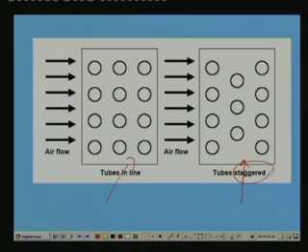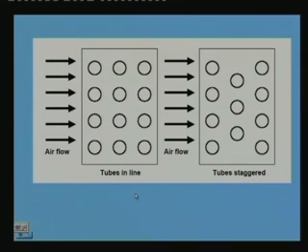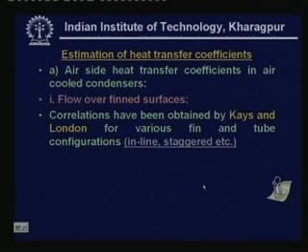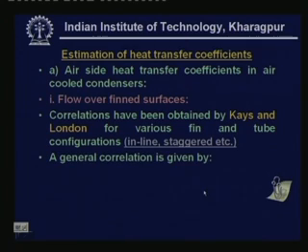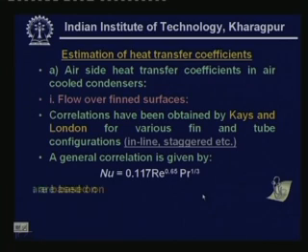Okay. So, you call this a staggered arrangement. Case and London have obtained expressions for the heat transfer coefficient for both arrangements, that means for inline as well as staggered arrangements, and they have found a general correlation that is given by Nusselt number equal to 0.117, Reynolds number to the power of 0.65, Prandtl number to the power of 1 by 3.